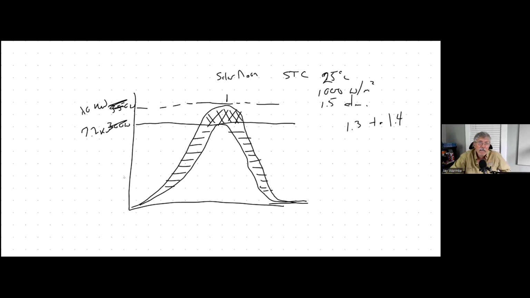But let's say that the 7.7 was $2,000 and the 10 was $3,000. Well, then you'd probably be better off going with the 7.7. You'd get a better cost efficiency, better value for money. So that's the whole concept behind clipping. Okay, so hopefully that part of it makes sense.